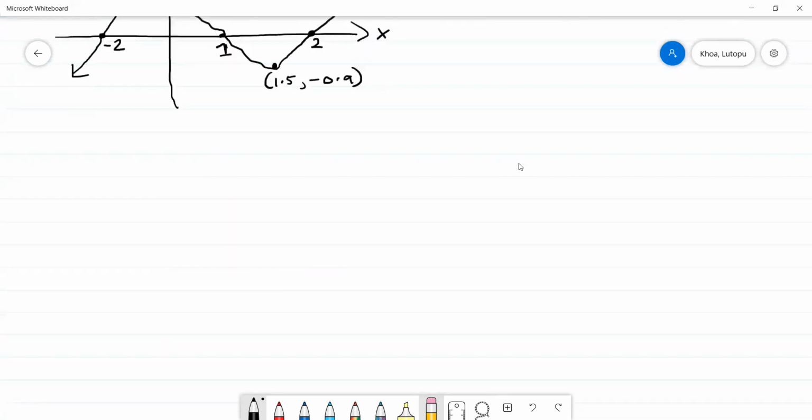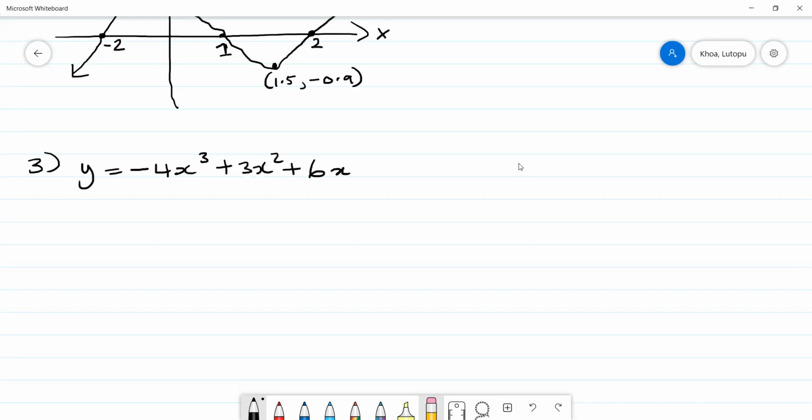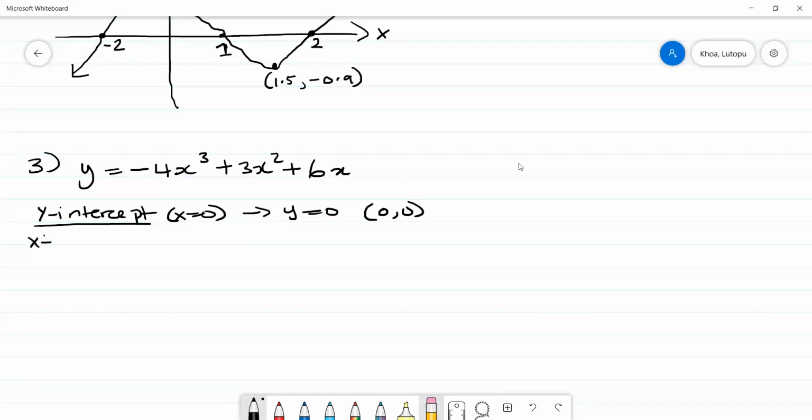So that is how we sketch that one. Then one more, number 3. We have y is equal to minus 4x cubed plus 3x squared plus 6x. I want to sketch this, so we start with the intercepts again. So our y-intercept, x is equal to 0, so we will have y is equal to 0. So our y-intercept is the origin.